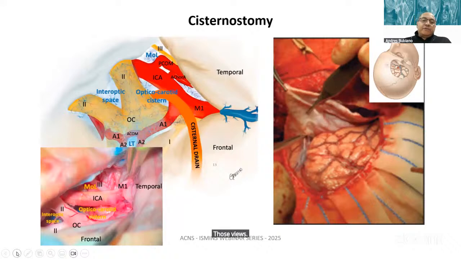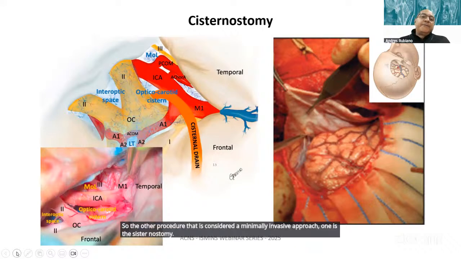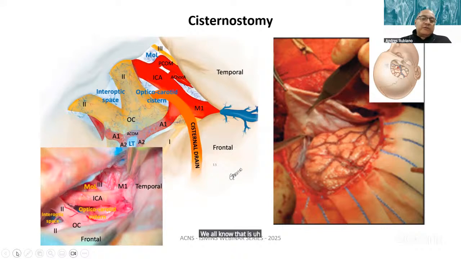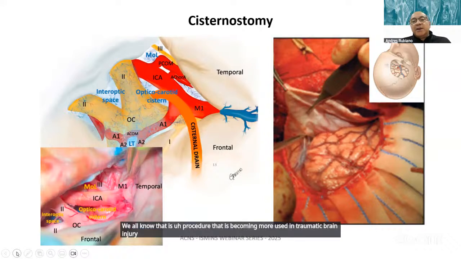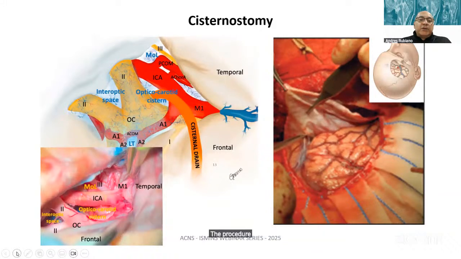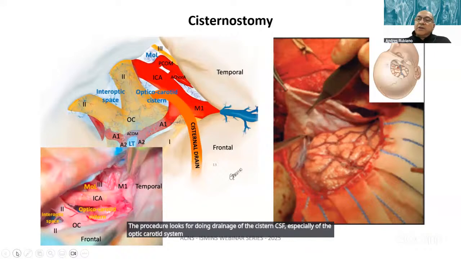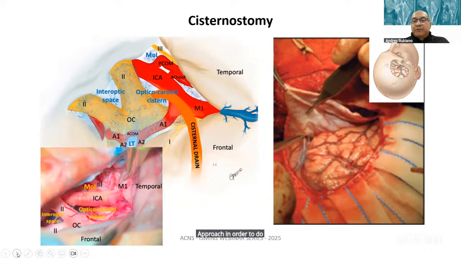So the other procedure that is considered a minimally invasive approach is the cisternostomy. We all know that it's a procedure that is becoming more used in traumatic brain injury patients, especially in the Asian region. The procedure looks for drainage of the cisternal CSF, especially at the opticocarotid cistern. So it requires a pterional approach, a mini-pterional approach. In order to do this, it can regularly be performed with loupes or with a microscope.